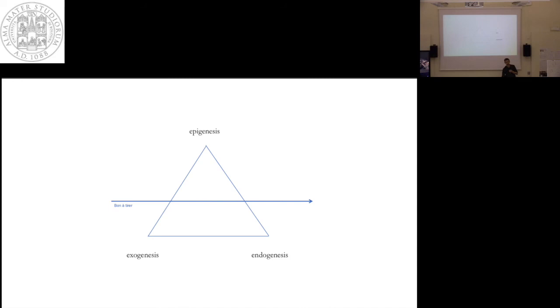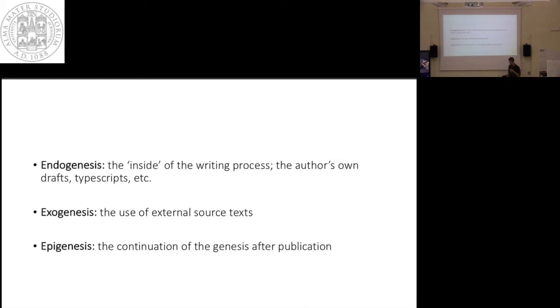If we turn that into a more schematic presentation, you have a triangle, the text and the avant-texte, and underneath the surface, the genetic critics usually make a distinction between exogenesis and endogenesis, which is everything that is outside and everything that is inside the genesis. So the inside would be the drafts, and the outside would be the author's library, for instance, external source texts that he uses. But of course, I think we need to add an epigenesis as well, which means all the parts that are still part of the genesis, but after publication. So the continuation of the genesis after publication. Yeah? So you have these three aspects.